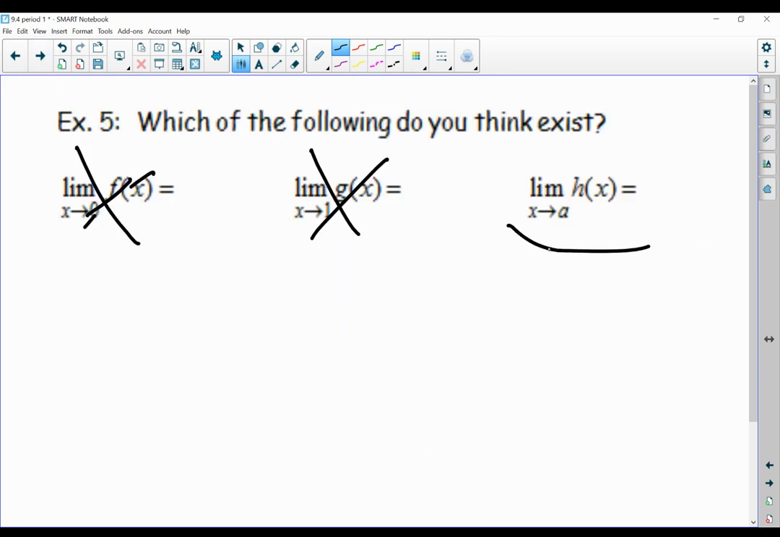So we will say that this limit exists. In fact, that limit is 2 in general. So again, when there's no plus or minus sign, that means we're coming from both directions at the same time. So we can conclude then the following.